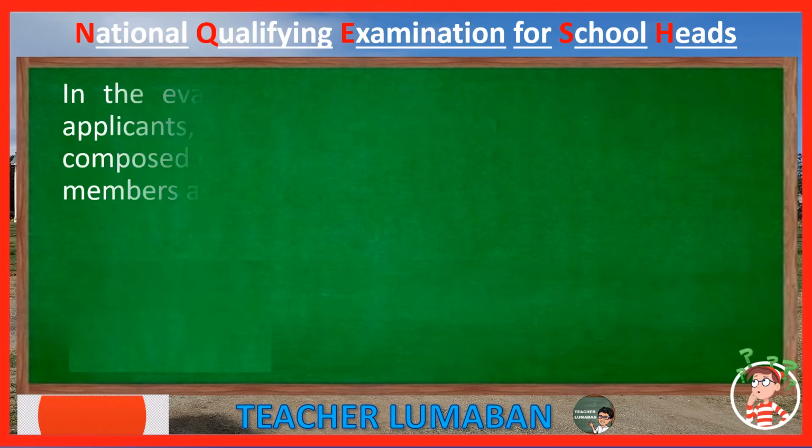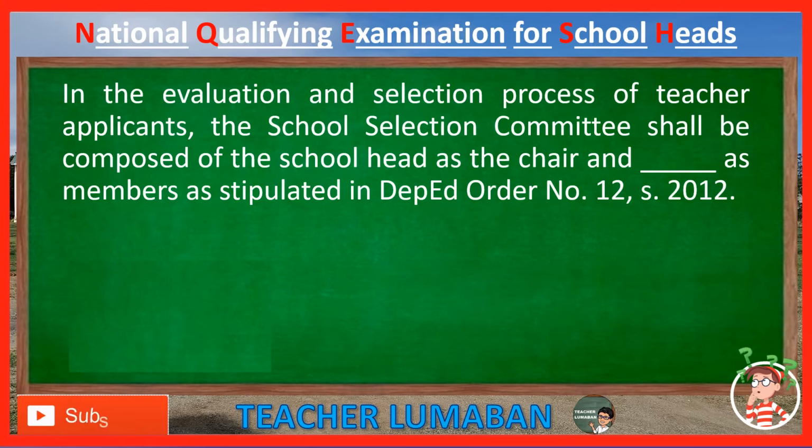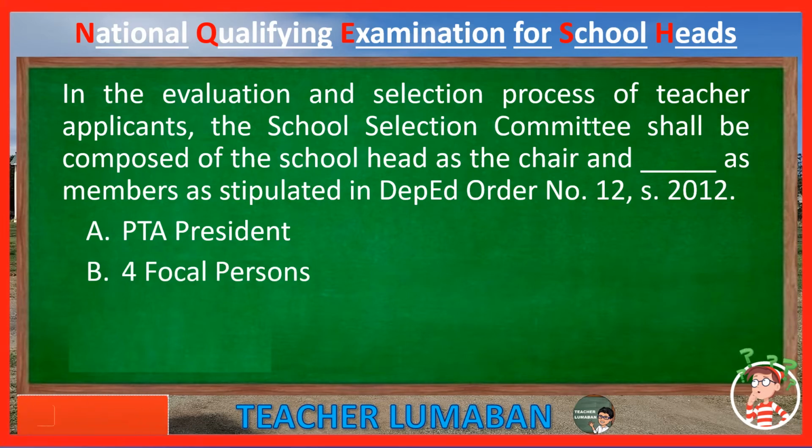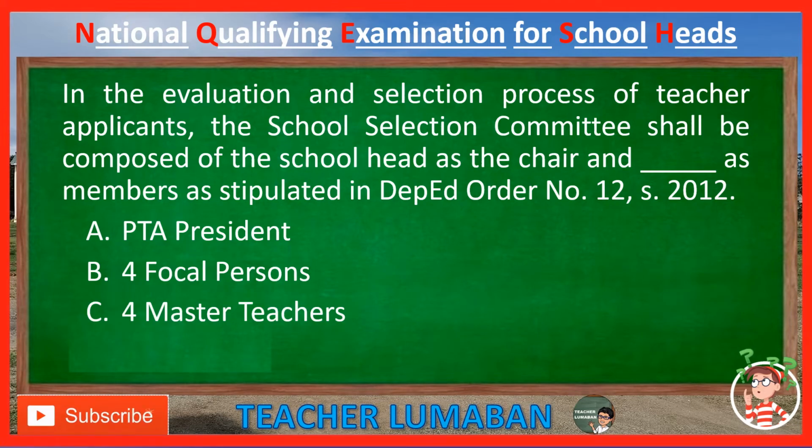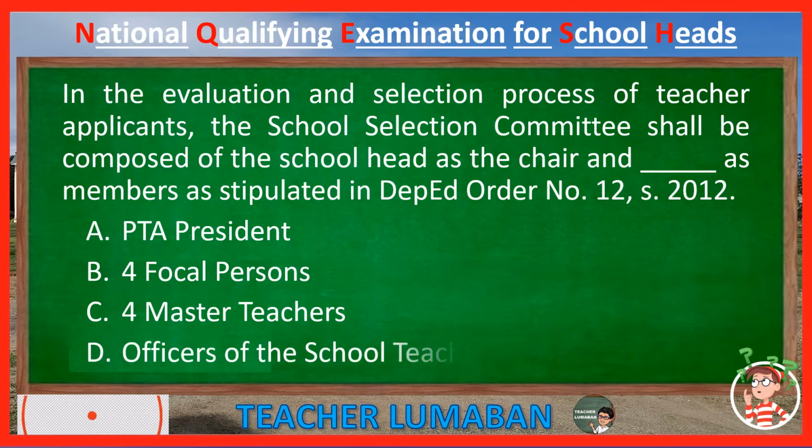In the evaluation and selection process of teacher applicants, the school selection committee shall be composed of the school head as the chair and blank as members as stipulated in DepEd Order No. 12, Series 2012. Letter A, PTA president. Letter B, 4 focal persons. Letter C, 4 master teachers. Letter D, officers of the school teachers club.